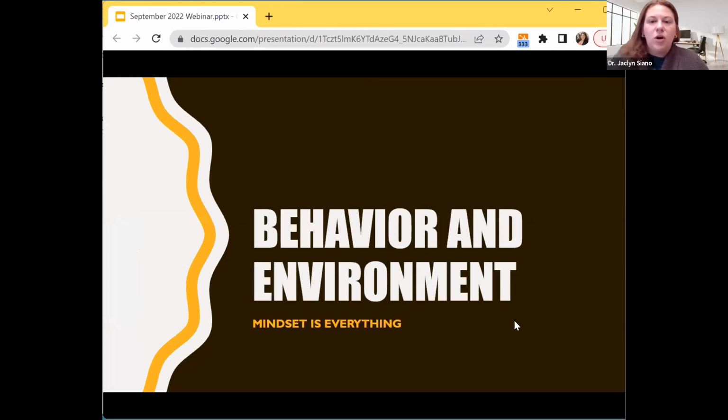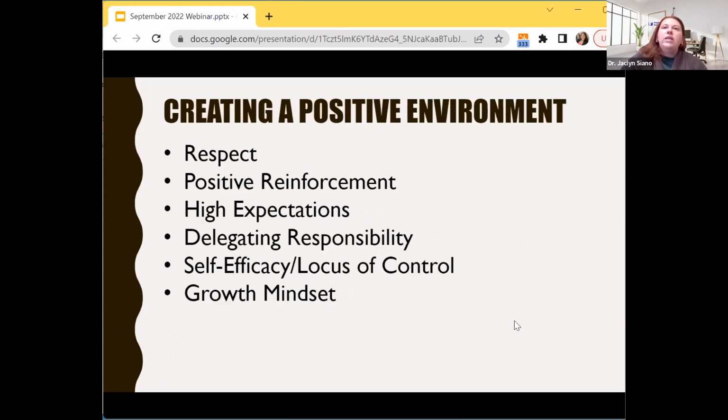And the last piece I want to talk about, and then I'll open it up to questions: behavior and environment. So we know that mindset is everything. So we definitely want to make sure that we are creating a positive environment. And it kind of all fits in, right? You have this organized classroom, you have procedures and routines that you've put into place for your students. All of this automatically demonstrates a mutual respect for your students, that I respect you as students, that I want you to have an organized, fulfilling educational experience, right?